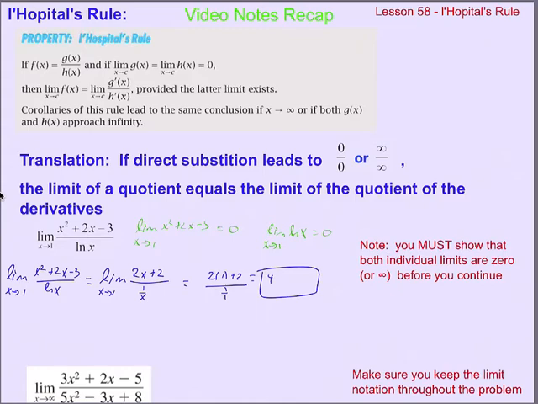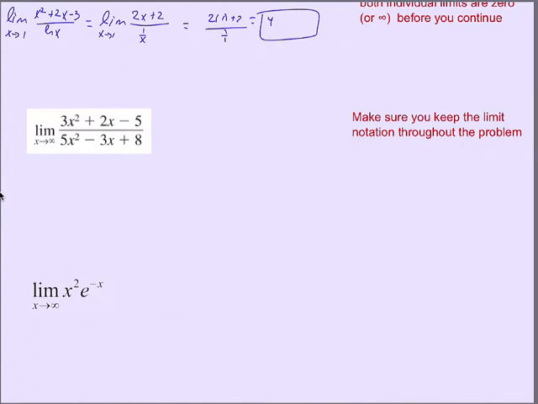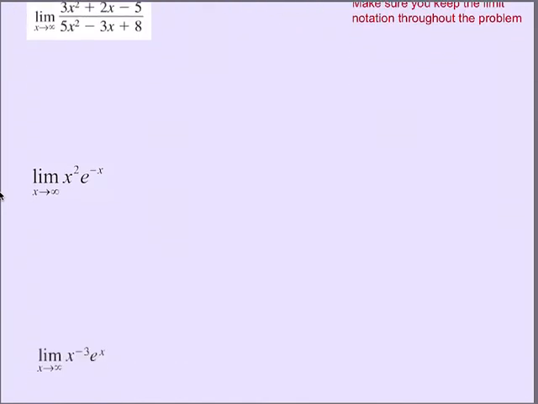We'll look at another one here. Actually, I'll jump down to this one. The limit of x squared e to the negative x as x approaches infinity. Now, your first thought might be, wait a minute, that's not a fraction. But remember, e to the negative x can certainly be written as 1 over e to the x. So we can certainly turn this one into a fraction.